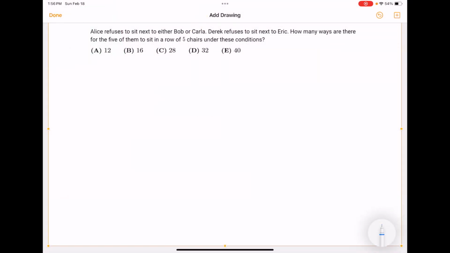The problem states: Alice refuses to sit next to either Bob or Carla. Derek refuses to sit next to Eric. How many ways are there for the five of them to sit in a row of 5 chairs under these conditions?